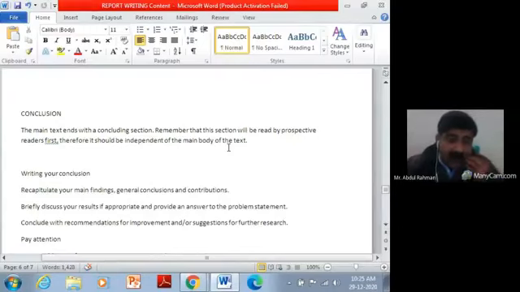Writing the conclusion, you need to recapitulate all your main findings in general conclusion and contributions. Briefly discuss your results if appropriate and provide an answer to the problem statement. Conclude with recommendations for improvement and/or suggestions for further research.